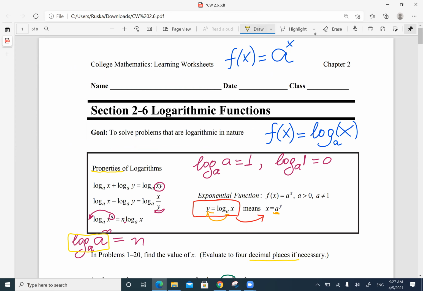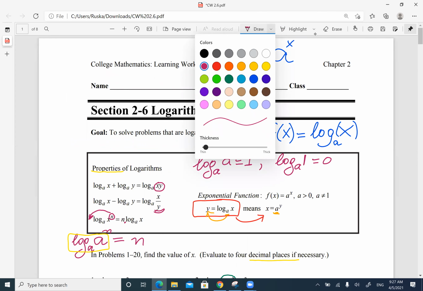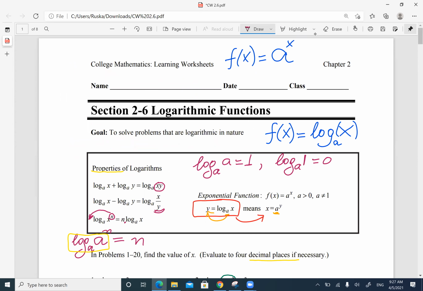So talking about the exponential function and the logarithmic function, the base here, it says, is positive. So this is important. The base has to be positive. So the base being positive is very important.